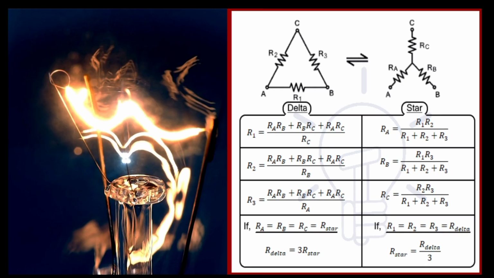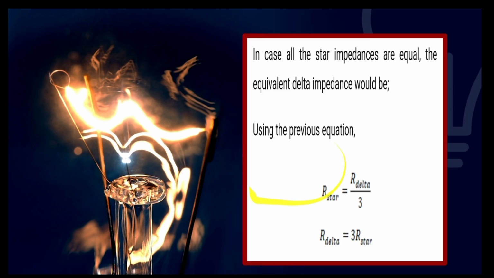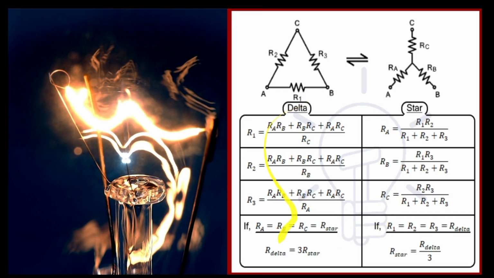Otherwise, this table clearly defines the difference between converting from star to delta, where we get RA is equal to R1 R2 divided by R1 plus R2 plus R3, RB equal to R1 R3 by R1 plus R2 plus R3. This is star and this is delta. This whole table clearly defines the major difference between converting delta into star and star into delta. These are the formulas while we are converting delta into star. These are the formulas while we are converting star into delta.